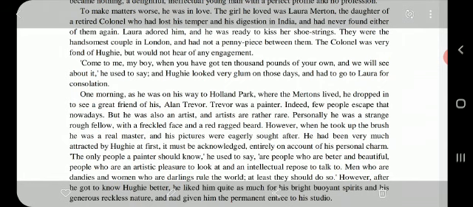So Laura Merton is the daughter of a retired colonel who had lost his temper and his digestion in India. Now this reference to India suggests that he was a colonial officer in India when India was ruled by the British. We were the slaves of the British. India was a colony of the British. So this is the reference to the colonial period of India.